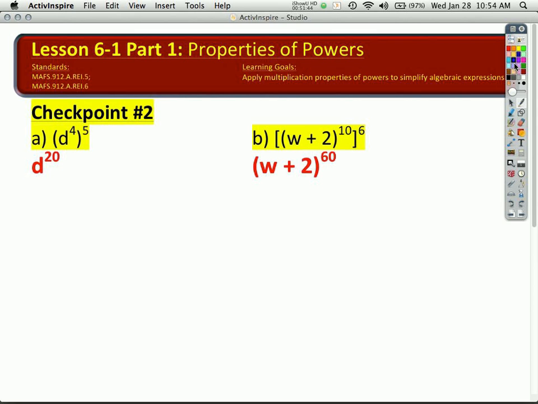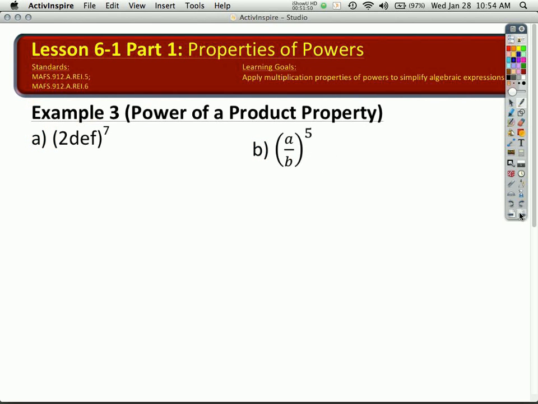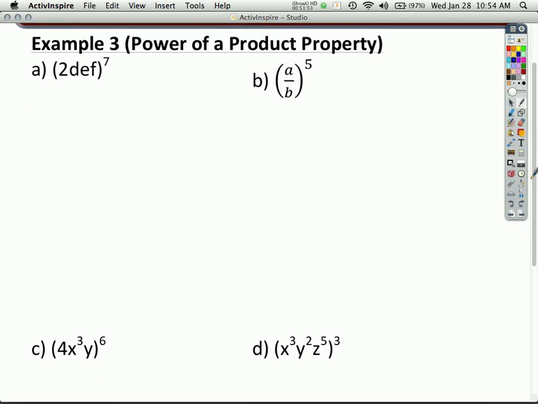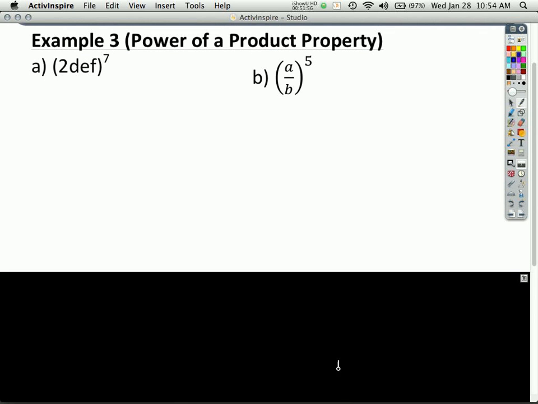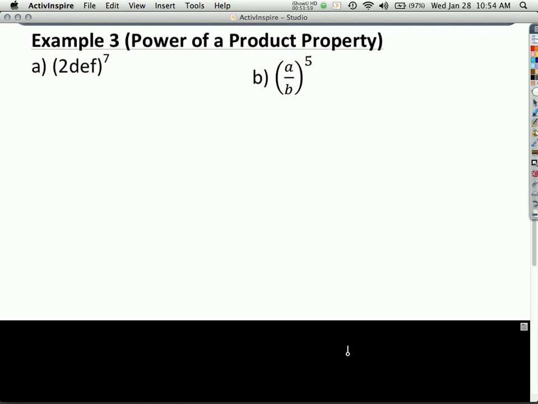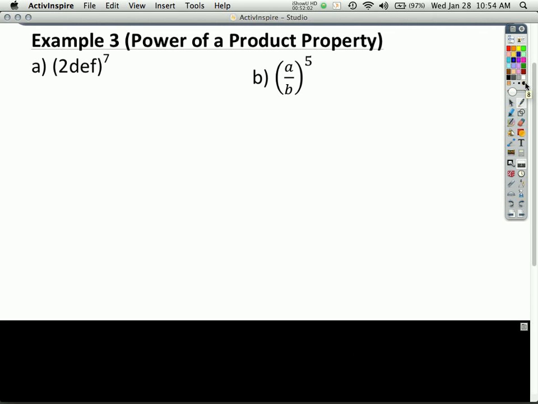So now is where your brain's going to start getting fried. Here we go. Power of a product. So, part A, 2DEF. Now, you already wrote down the example, and so I don't need you to erase it or do anything, but from now on, you're going to do something when you write down a question. You are going to put in multiplication dots anywhere there is supposed to be multiplication, and there is a very, very good reason that you're going to see in a few minutes.